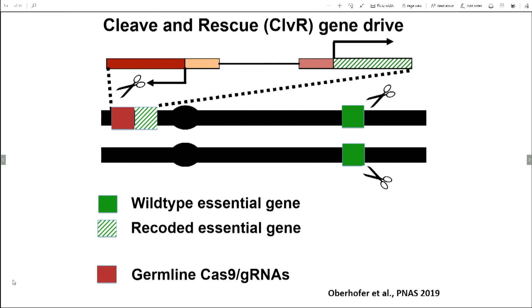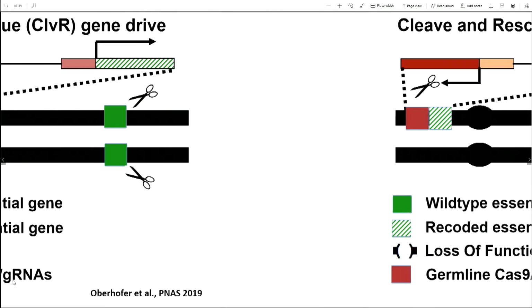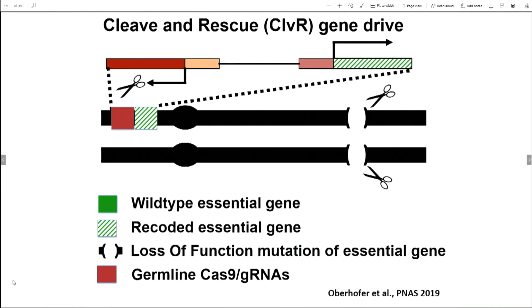And when you put these two things together, just two simple components, Cas9 targeting an essential gene and a recoded version of the essential gene, and you stick them at the same site in the genome, you have built a powerful selfish genetic element that will spread itself through a population. And so what happens here, of course, is that Cas9 is going to cleave this wild-type copy, and in doing that, it creates loss of function alleles.